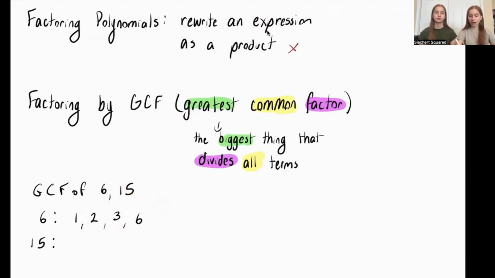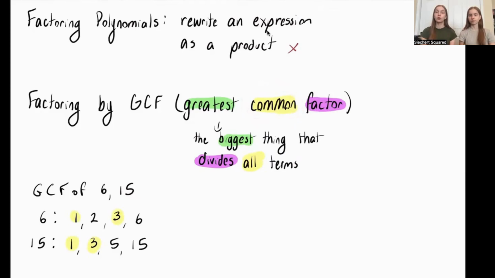15, similar idea. 1 goes into it, or 15 divided by 1 gives us a whole number. It's not even, but 3 goes into it. 5 goes into it, and 15 also goes into it. Making this list is so incredibly helpful because now we want to find, first of all, the factors that are in common. Looking at the numbers that show up on both lists, 1 shows up in both lists, so that's a common factor, but 3 also shows up in both lists.